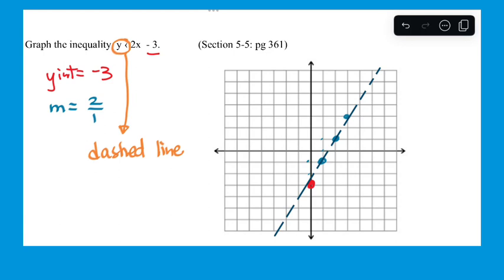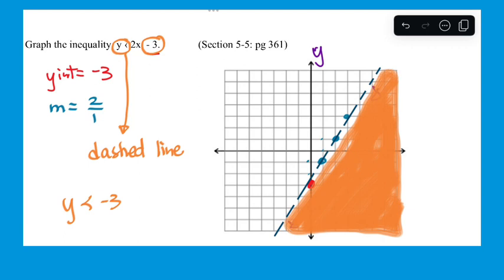And now I need to see which side I'm going to choose to shade to show all the solutions, right? And it says y is less than -3. So numbers that are less than -3 on the y-axis are down here, right? So I know I'm going to be shading this direction because those contain the numbers that are less than -3.